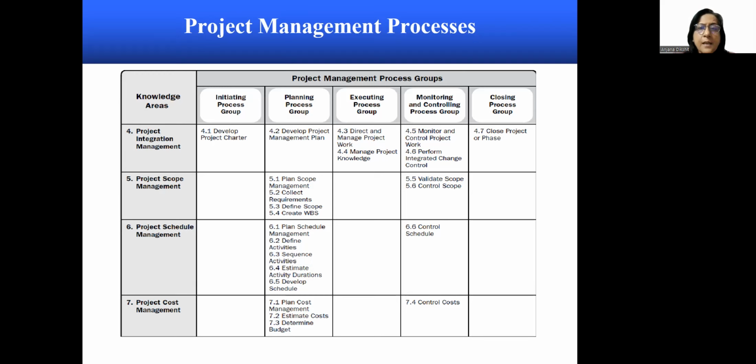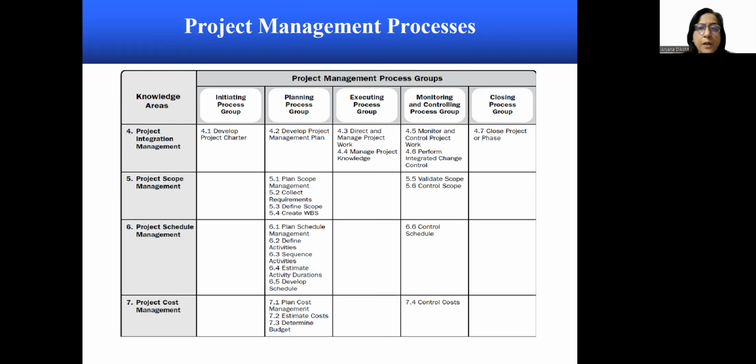Similarly, you can see that under project scope management, there are 4 processes under the planning process group, which are plan scope management, collect requirements, define scope, and create WBS.